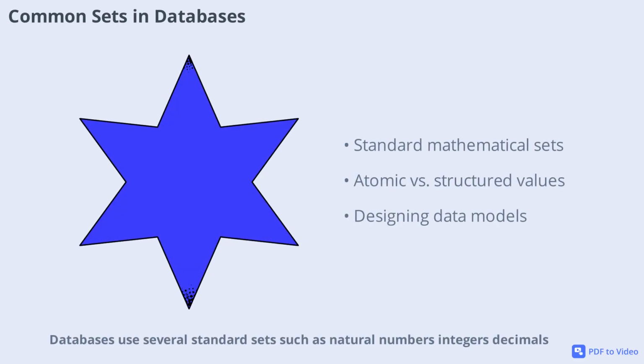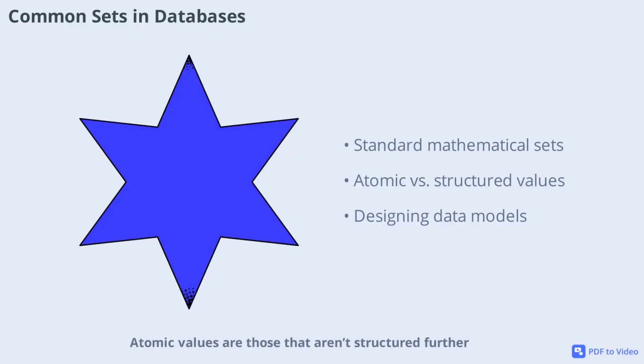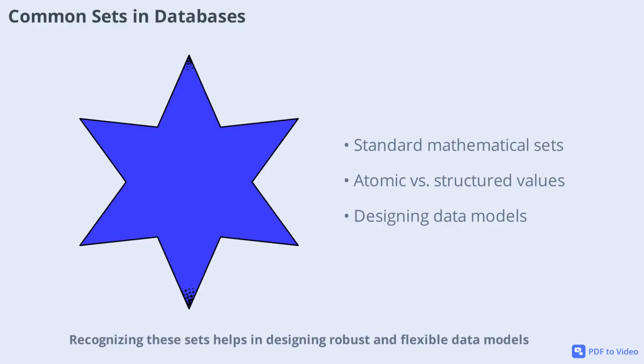Databases use several standard sets, such as natural numbers, integers, decimals, and strings. The set of all possible values V includes everything that can be stored digitally: numbers, dates, text, and even complex structures like lists and trees. Atomic values are those that aren't structured further, like individual numbers or strings. Recognizing these sets helps in designing robust and flexible data models.